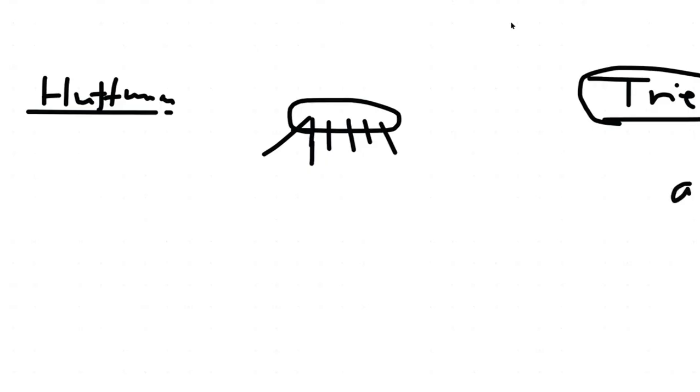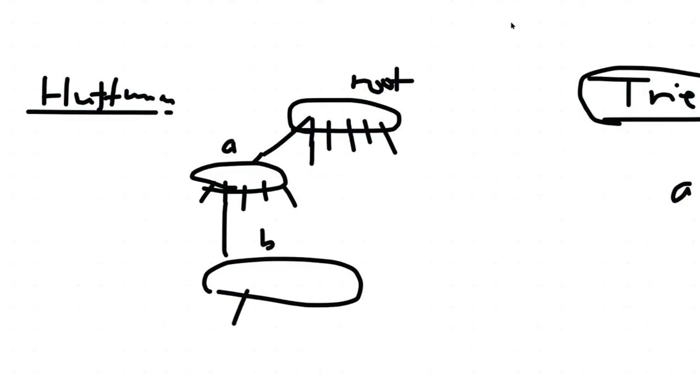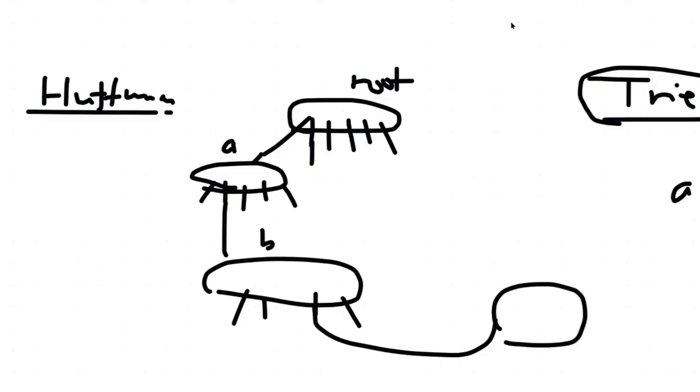So this is the root node. The first letter is A, so you go to A. Then there are 26 children, and the next letter is B, so you go to B. And then you have the C child right here. By this way, you can create a tree that can accommodate as many words as possible, but only once.